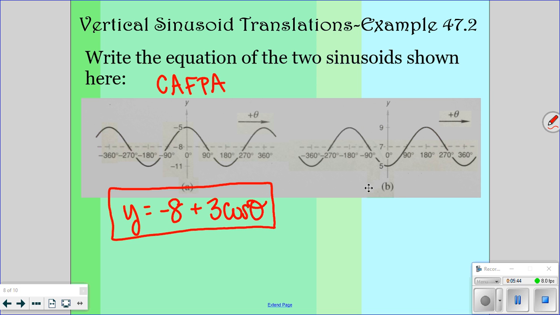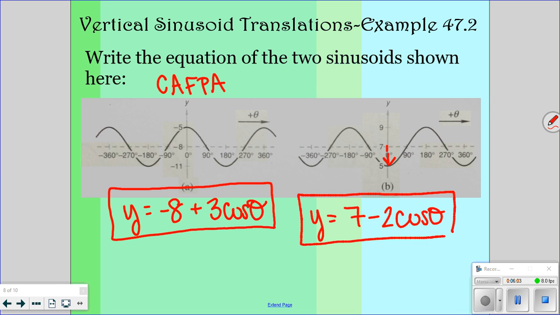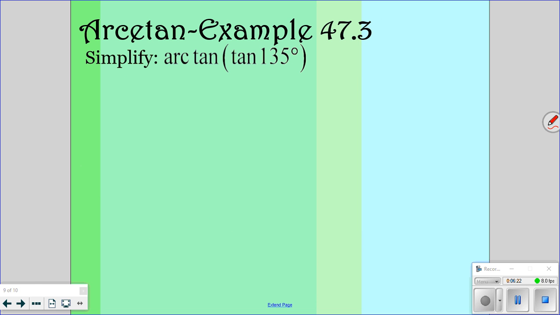And then looking at this one, our center line is 7. The difference here is a 2. And it's hitting a minimum, so it's going to be a negative cosine function. And so that would be the equation for that sinusoid. Okay, so that's how those work. They're not terribly difficult as long as you are making sure to put every step in there. Start with your center line, then go to your amplitude, and then is it a positive or a negative sine or cosine?